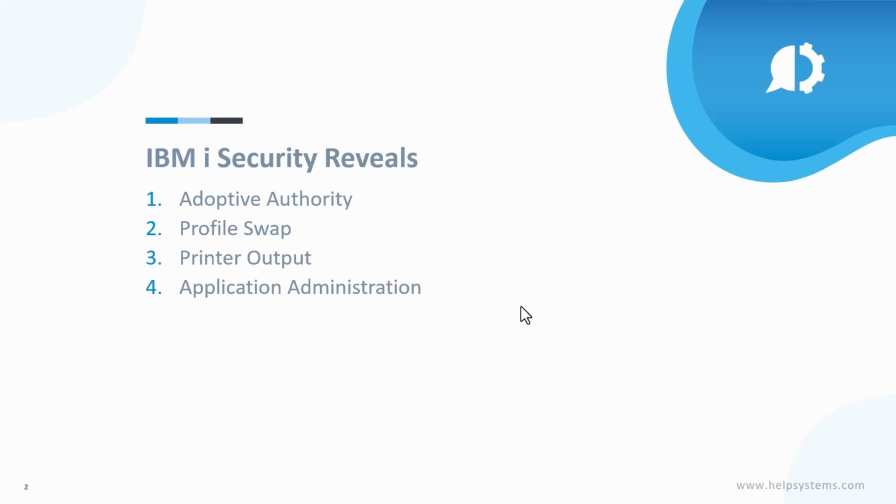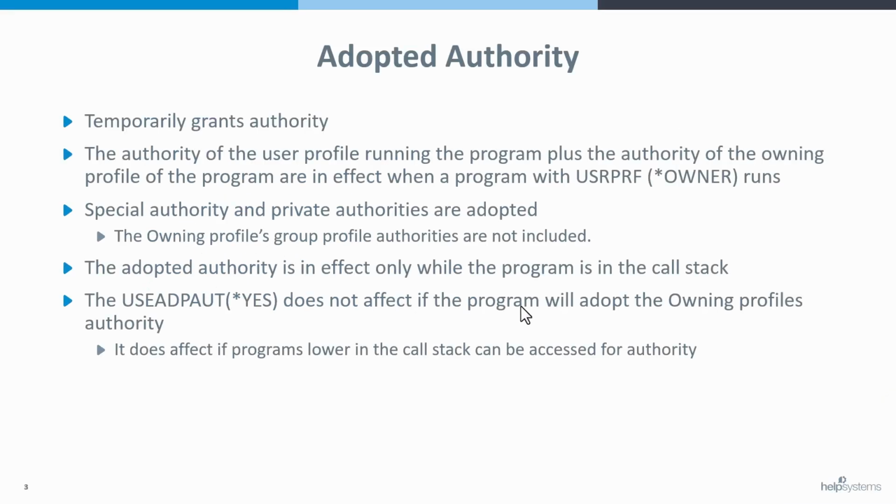So let's get started. Adoptive authority will temporarily grant authority to a process or a user profile. When adoptive authority is used, it will not include command line access or the authorities of the program owner's groups. Things that you can use adoptive authority for are allowing users to create user profiles, access to sensitive data, and submitting processes that their general profile doesn't have authority to do.